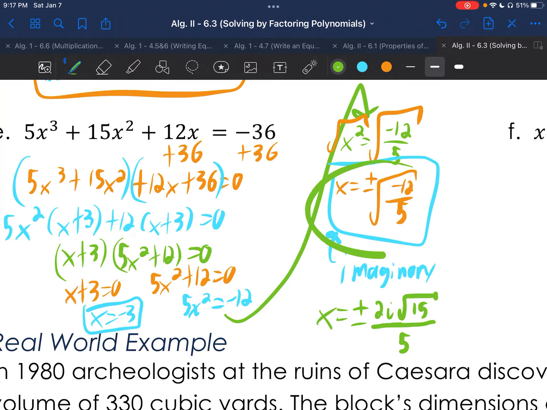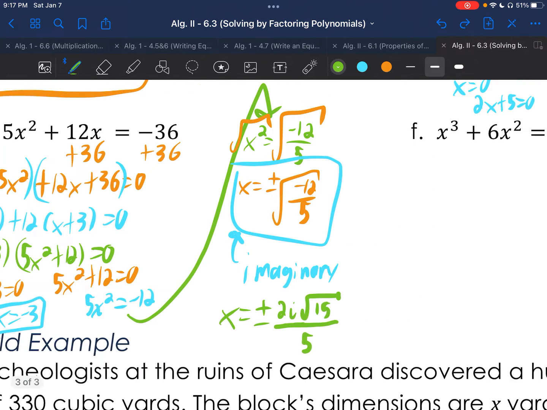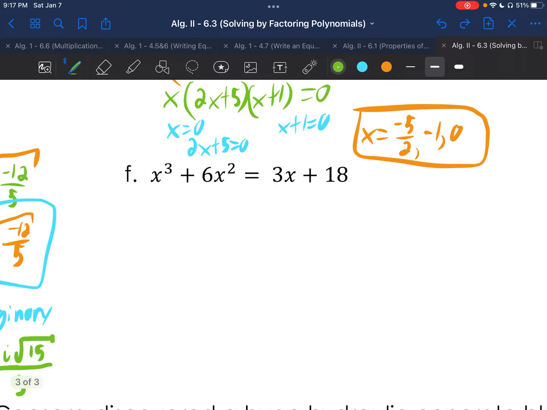Once again, it's good enough to leave it like that in this unit and say, hey, that's imaginary. All right, letter F. Recommend trying this one on your own. So it doesn't equal 0. So move these two terms over, and they both need to be subtracted in this case.